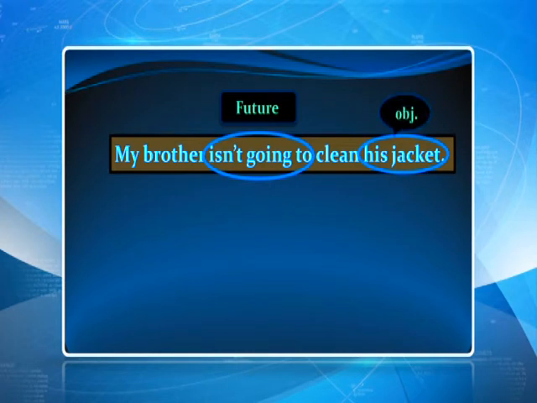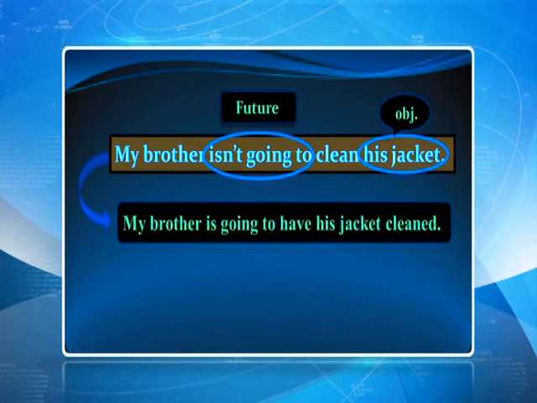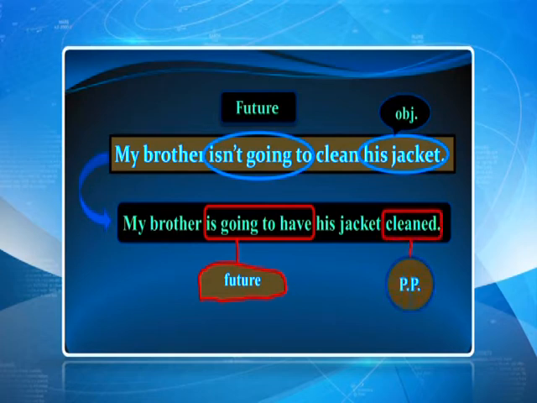Now think of this. We shall use causative here, but the causative verb have should be used in the future with is going to. How can we use causative here? We say what? My brother is going to have his jacket cleaned. All right. How did we form this? See, is going to, this is the future, and then we have the causative, have, and the object, his jacket, and the past participle of the verb, which is cleaned.